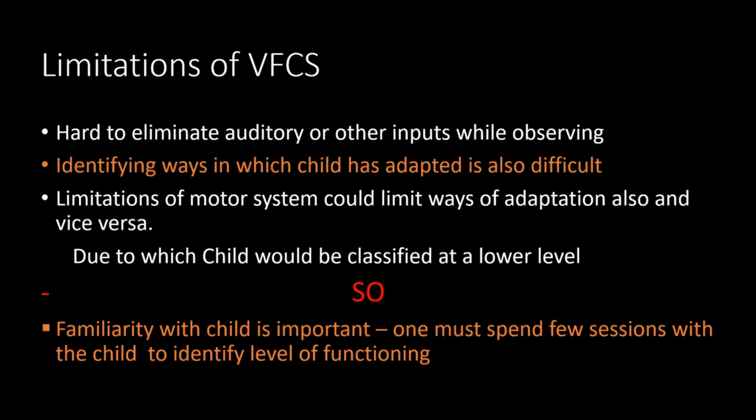So it is difficult to eliminate auditory or other inputs while observing every time. Identification of the adaptation the child has made is also difficult. Every time the child takes on a different adaptation, it is not necessarily an adaptation. It could be just a different behavior on that day. And limitation of the motor system could limit ways of adaptation, and also vice versa. Because of all these reasons, the child could be classified at a lower level. So familiarity with the child is very important. One must spend a few sessions with the child to identify the level of functioning.